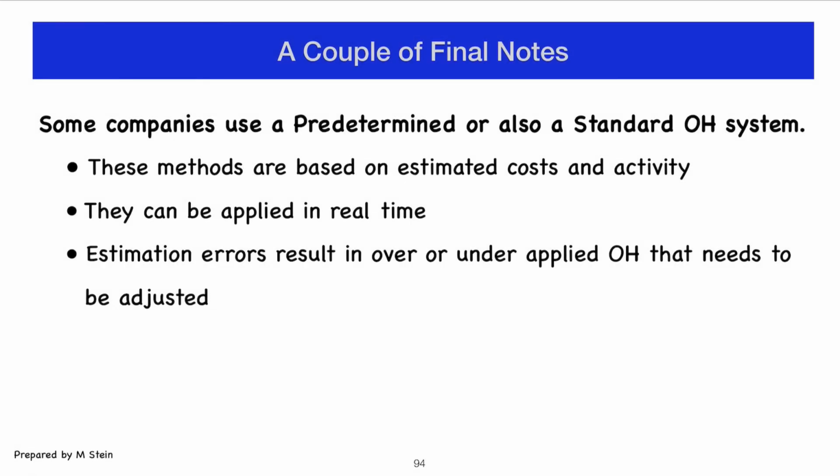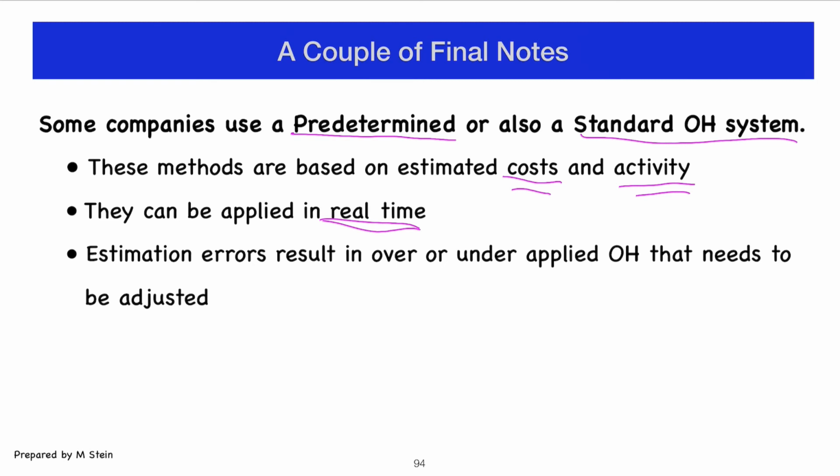Some companies use what's termed a predetermined overhead system, and some companies use a standard overhead system. We're not going to get into those too much in this class. These costs are based on estimates of both costs and activities. When you use an estimate, you can assign the overhead in real time. In other words, you don't have to wait until the end of the period.